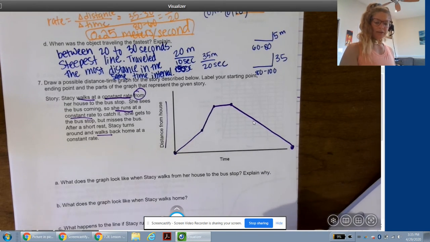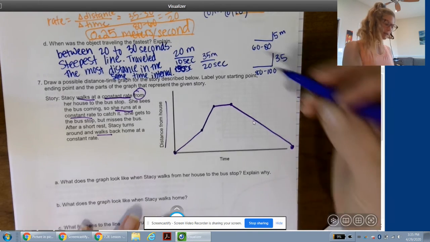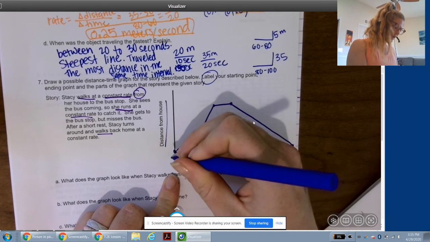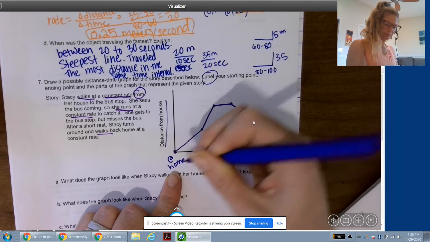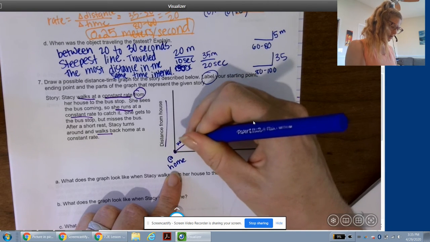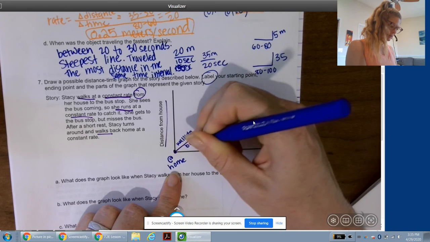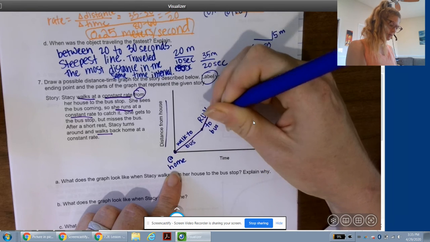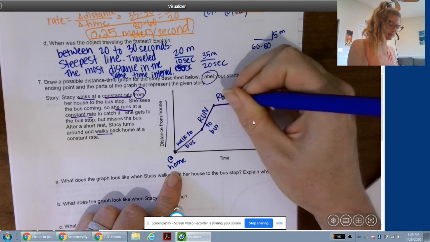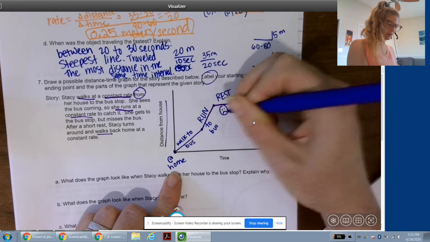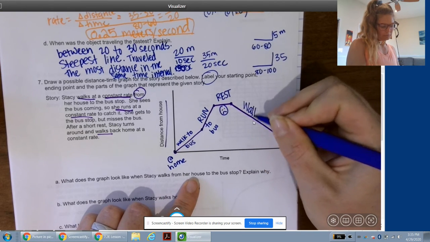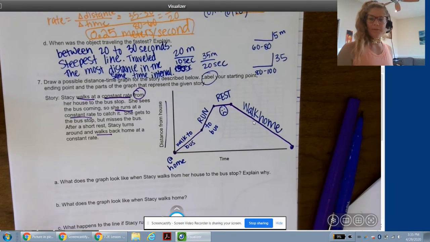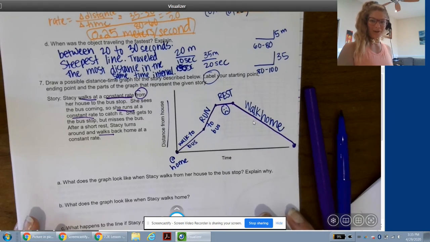And sometimes what I like to do is label, since it says in the directions, label your starting point and ending point and parts. So we say at home, walk to bus, run to bus, resting, and sad resting, walk home. So it's nice to be able to label our story with our graph to make sure they correlate.